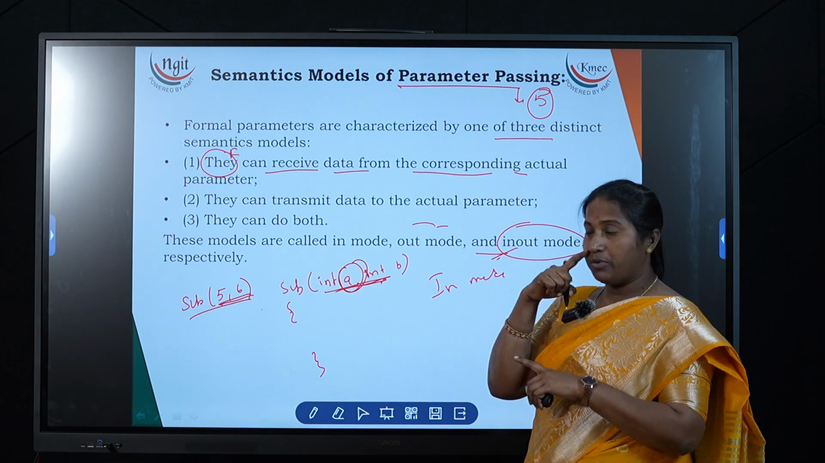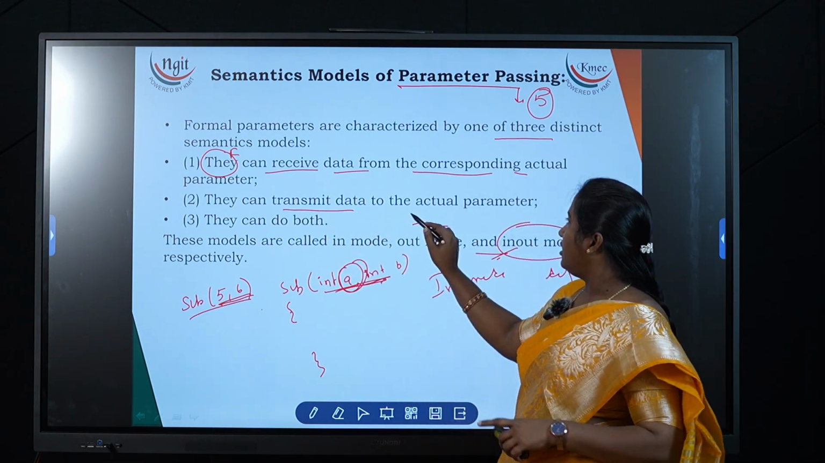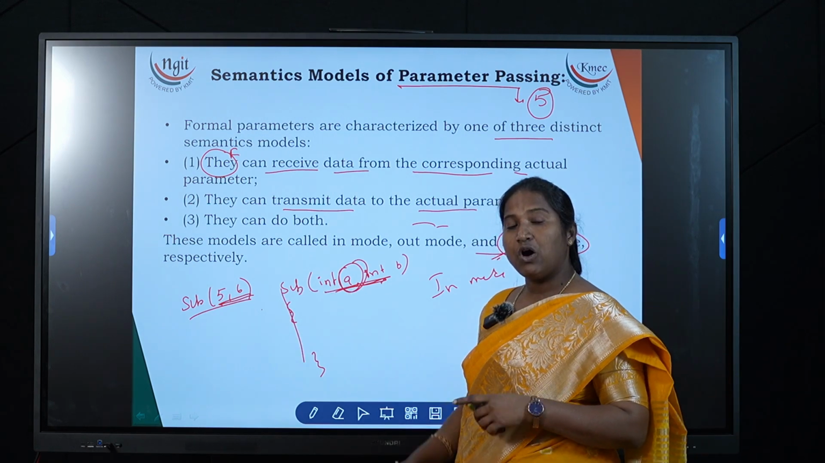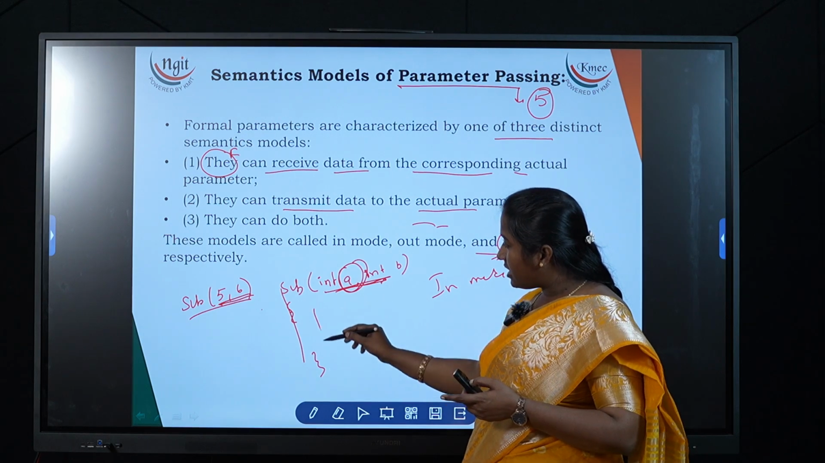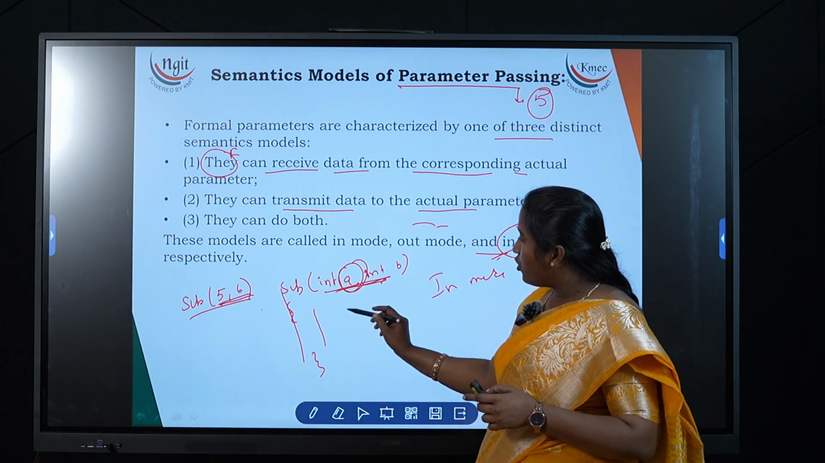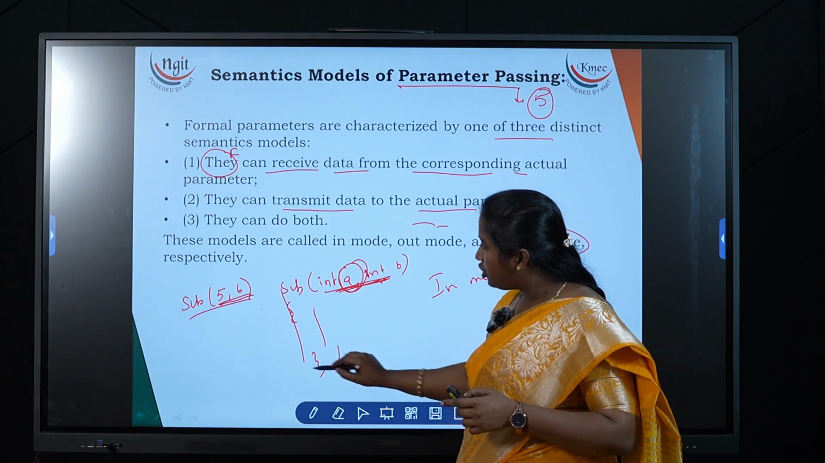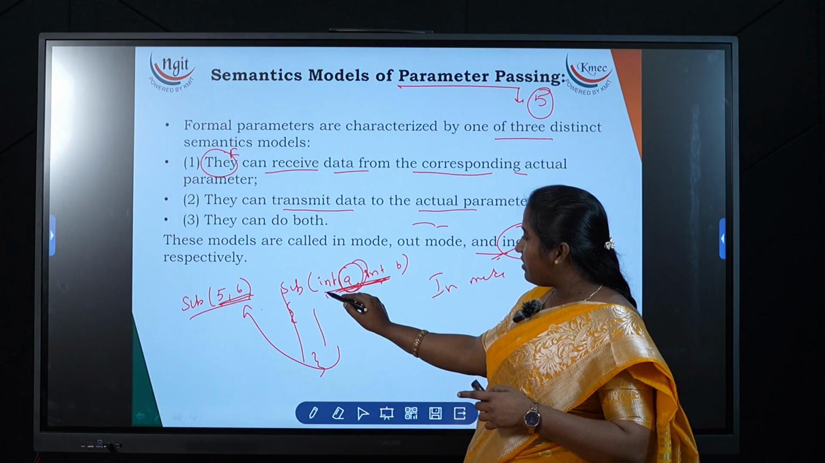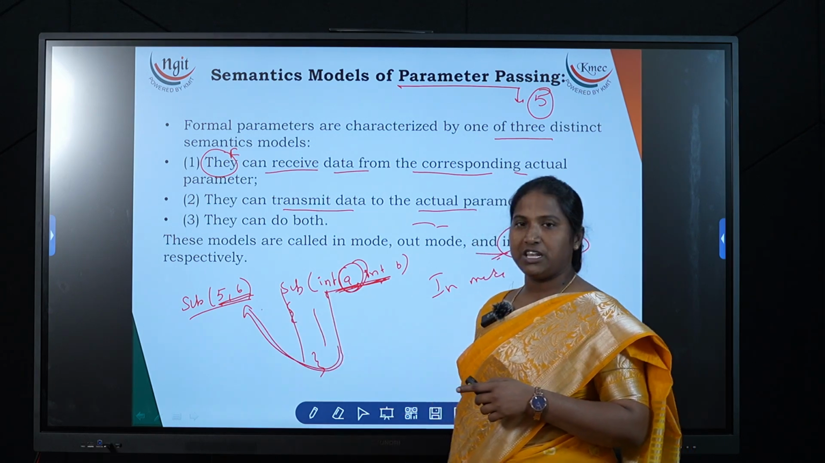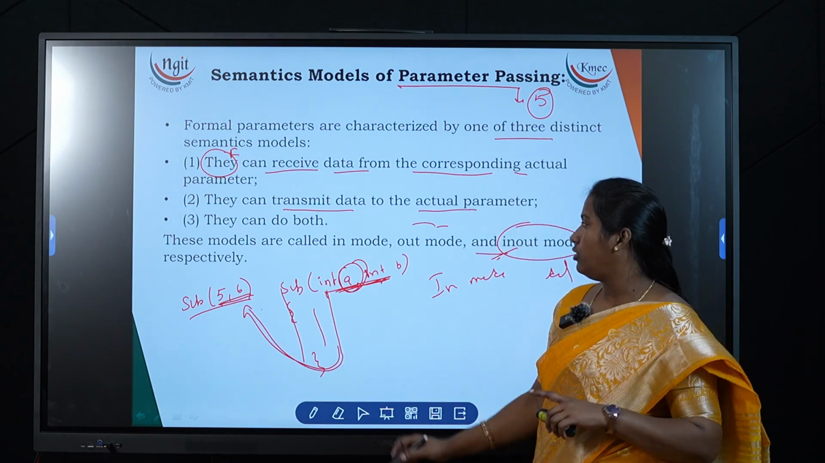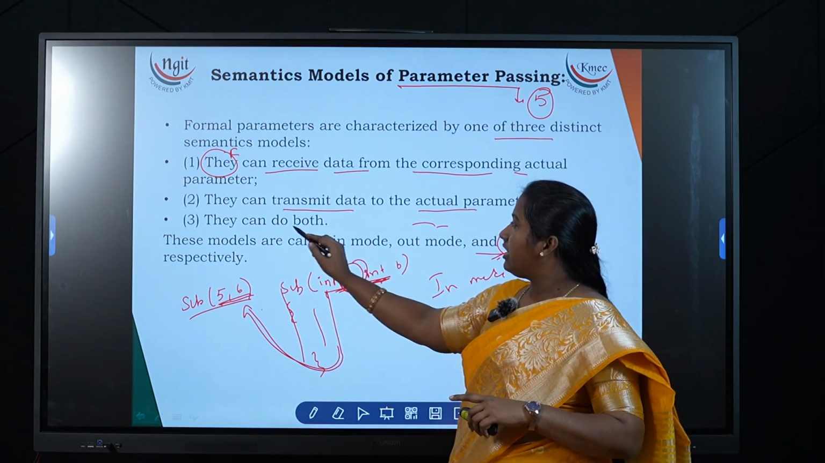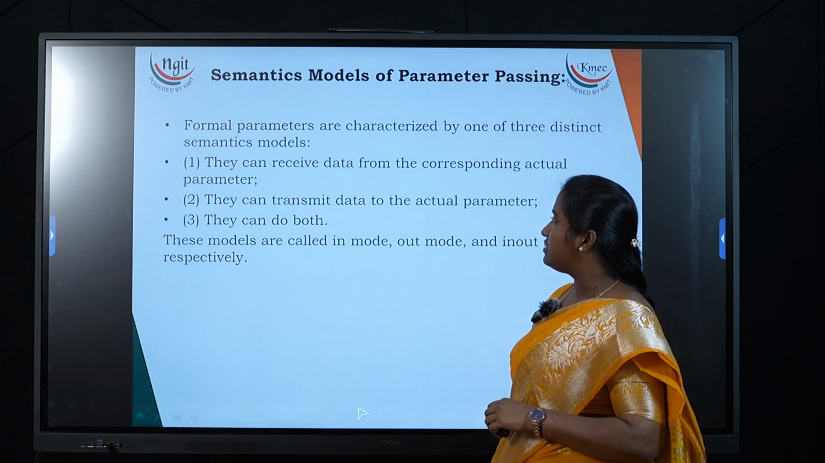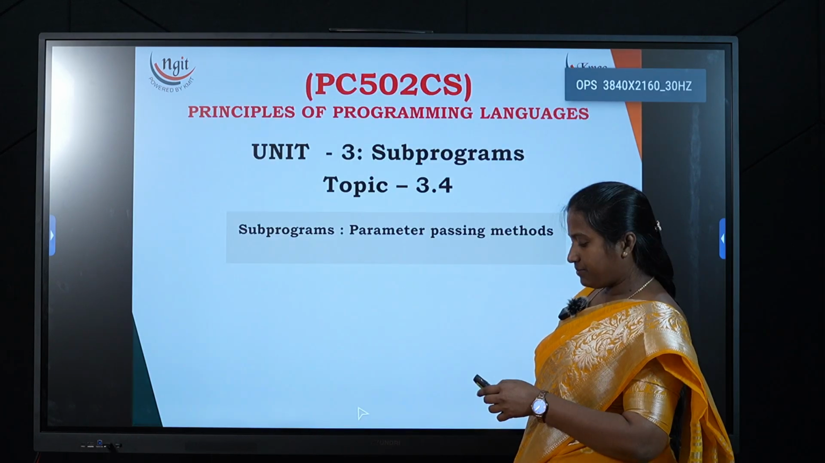Let's see what is out mode. They can transmit data to the actual parameter. If, after you run this function or while you are executing the subprogram, you pass the values from this to this, then it is out mode, because you are giving the output of this subprogram to the actual parameter. It's called out mode. In out mode is what? We can do both. We'll take an example and show how these will work. Now let's see.